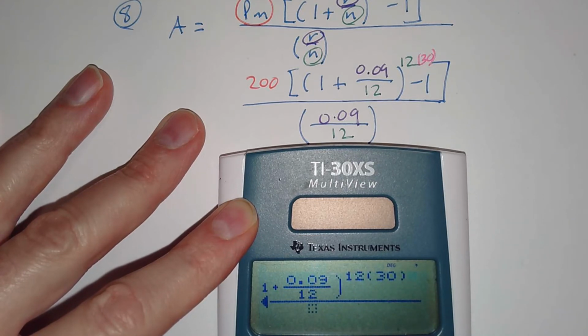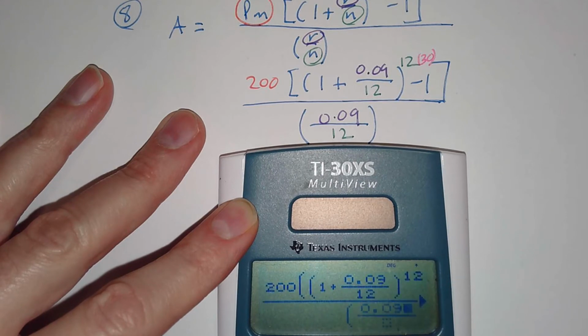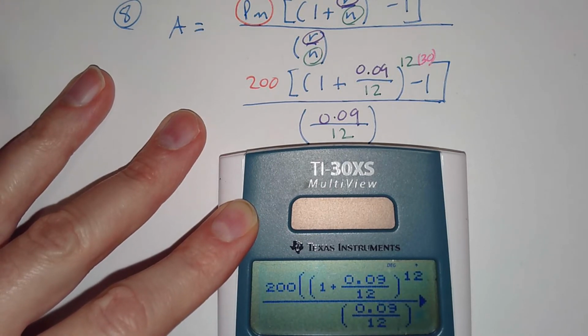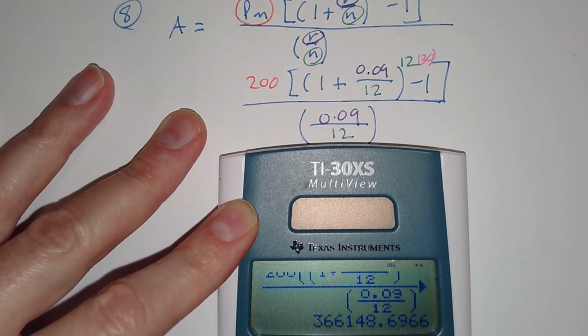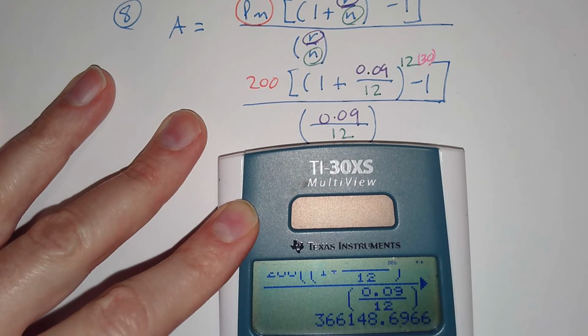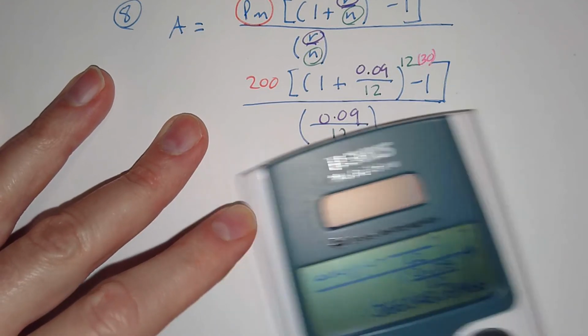I'm going to hit my right arrow key because I need to get back down on the level here. Subtract 1, close it out. Then I'm going to hit my down arrow key. I'm going to do parentheses, fraction key, 0.09, down arrow, 12, right arrow, close the parentheses off. And then we're just going to go ahead and hit the enter key. So that gives us $366,148.70. If you go ahead and round that.